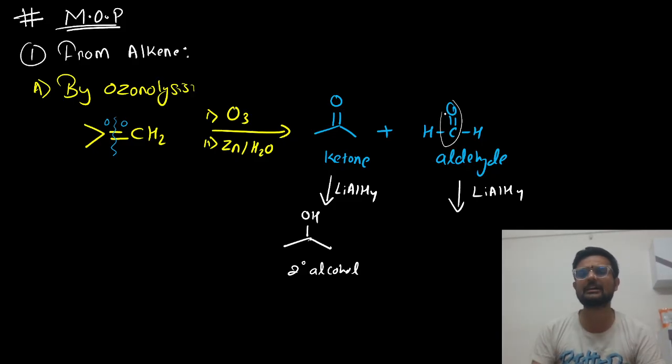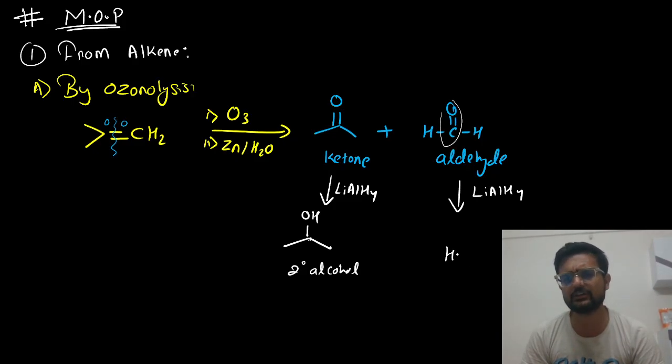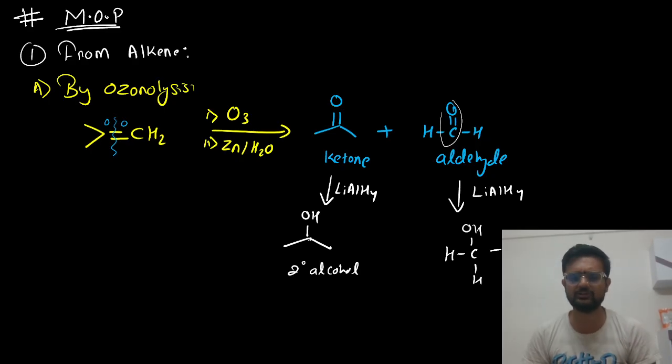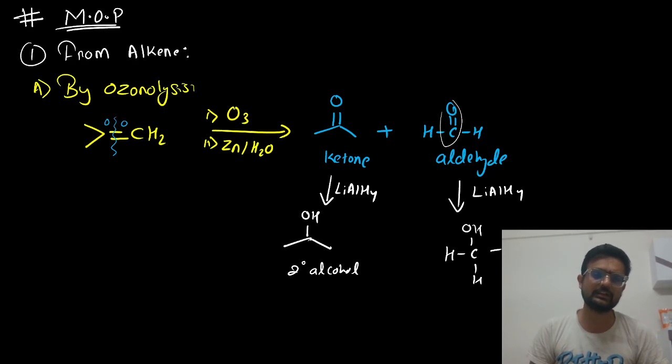Wherever there is a carbonyl carbon, the carbonyl carbon is going to convert into alcohol. Here the product will be methanol. This is a 1 degree alcohol, or methanol, you will be getting. In this way, we do the reaction.